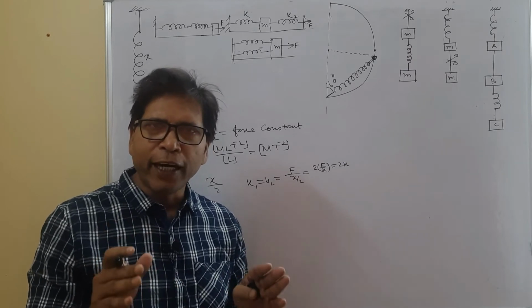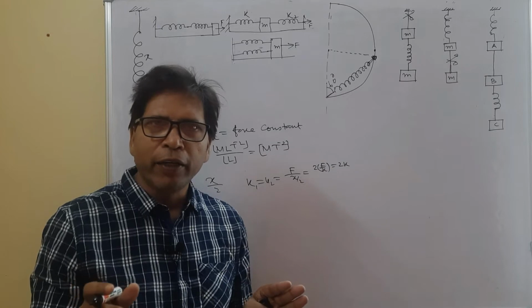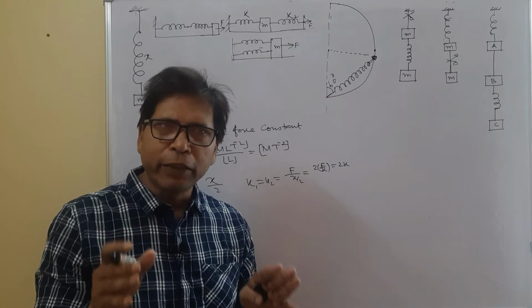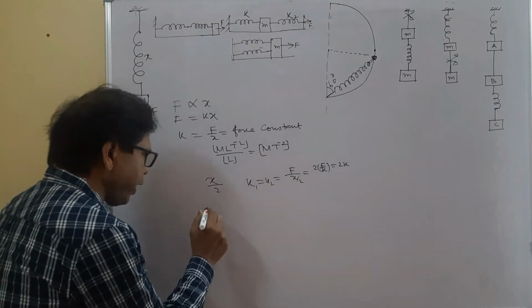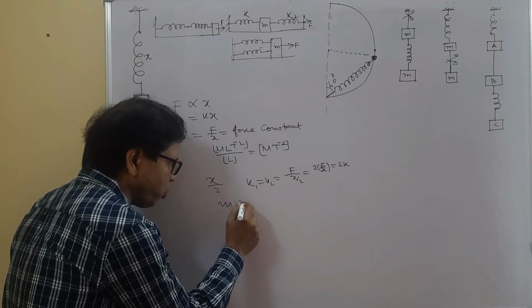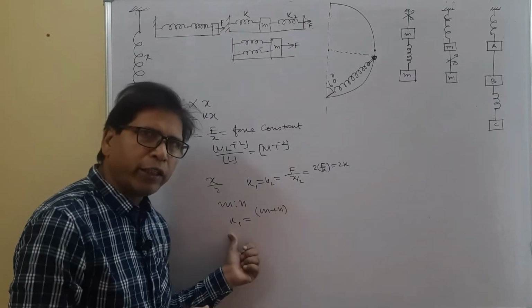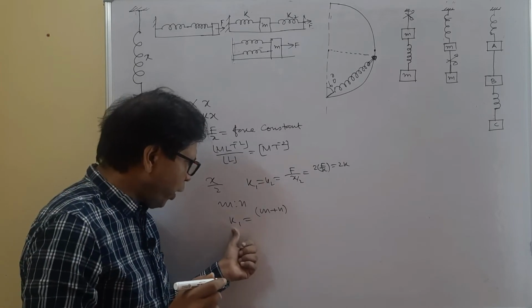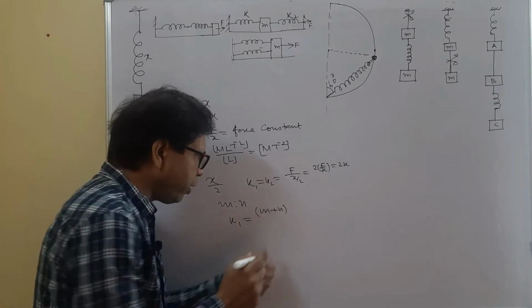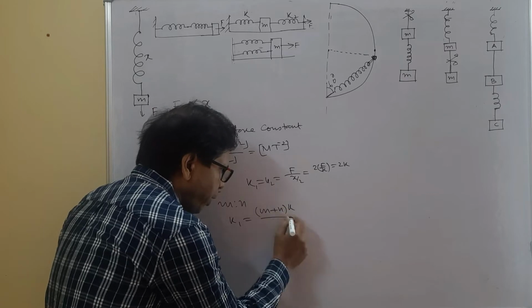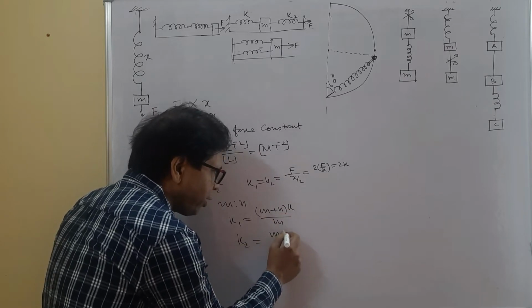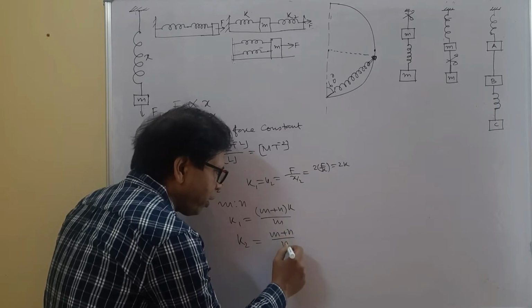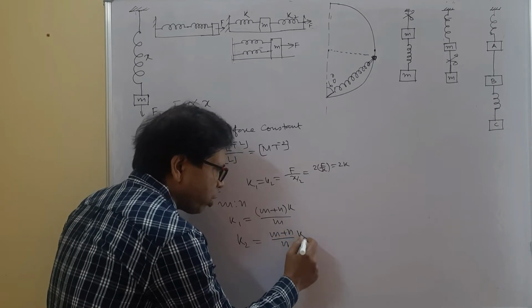If the spring is cut into three equal parts, then the force constant of each part is 3k. If the spring is cut in the ratio m is to n, then the force constant of the first part k1 equals (m plus n) into k divided by m, and the force constant of the second part is (m plus n) by n into k.